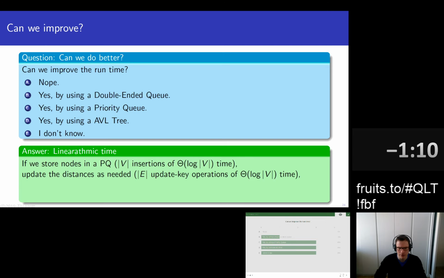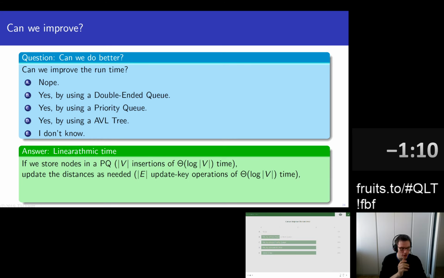I need to update the distances, and remember our priority queue had this update key operation. Or rather our heaps did, and therefore our priority queues did. And someone asked back then, why can we only do decrease key and not increase key? Well, we could also do increase key, I suppose, but this is the reason why. In Dijkstra, we only need decrease key.